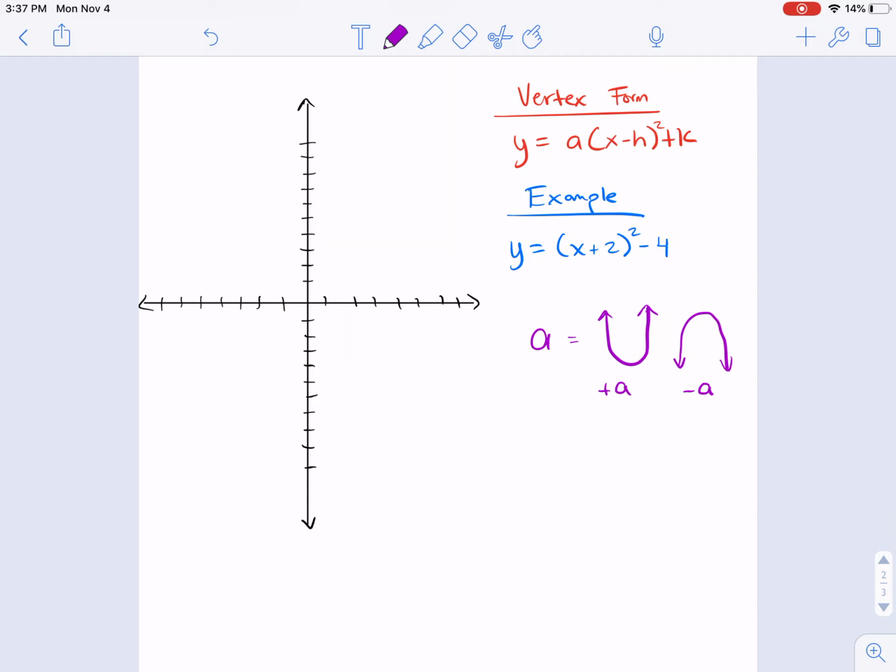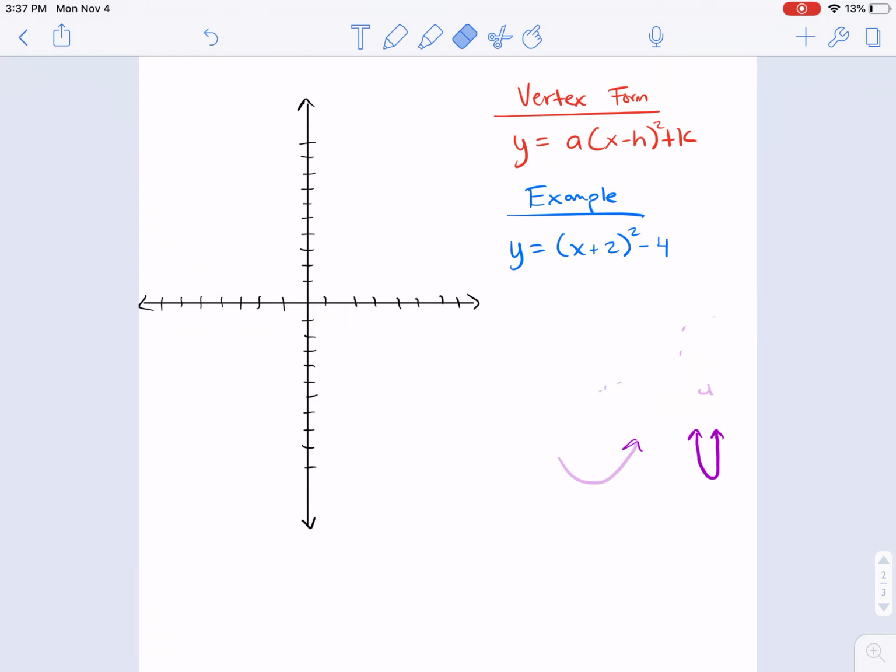The other thing a tells you is the width of the parabola itself. If a is 1, that's that standard parabola that we're used to seeing. If a is greater than 1, then that's going to make your parabola narrower. If a is less than 1, it's going to make your parabola wider. And so a gives you an idea; it tells you a lot of things about the shape of the graph itself.